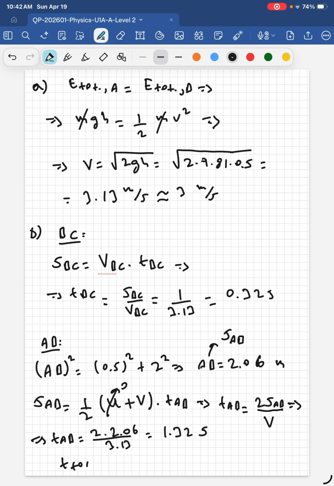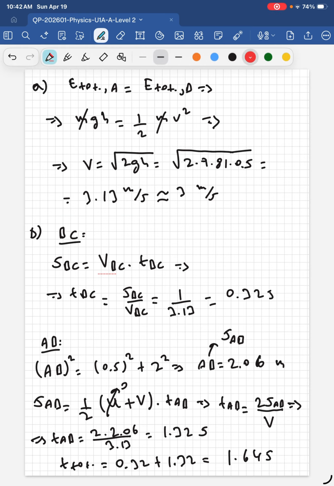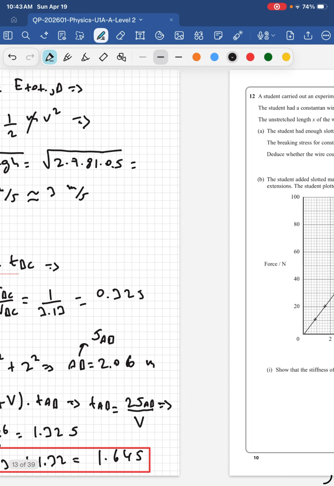So T total, I'm going to write it down here, squeeze it there. So 0.32 plus 1.32 yields 1.64 seconds. Let me box it in red. Okay, there. All right, so this was problem 11. I think straightforward. Let's move on to question number 12.